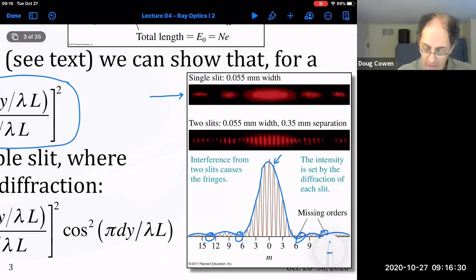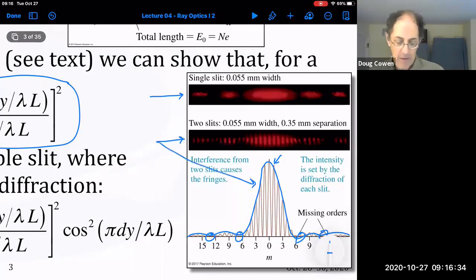So this pattern that we see here and that was drawn again here is what you get when you combine the effects of diffraction and interference.